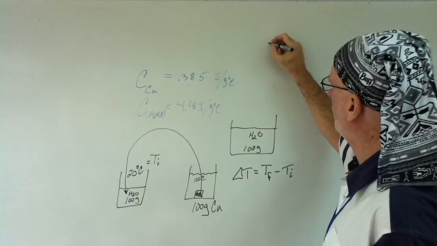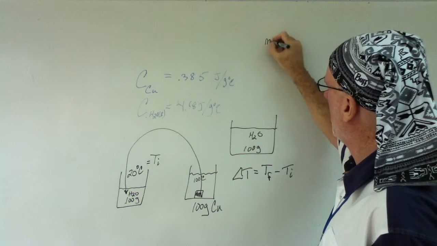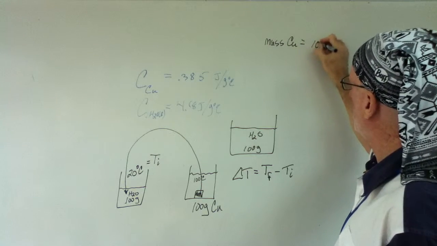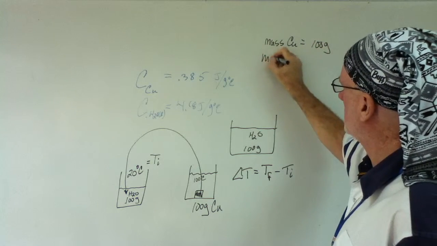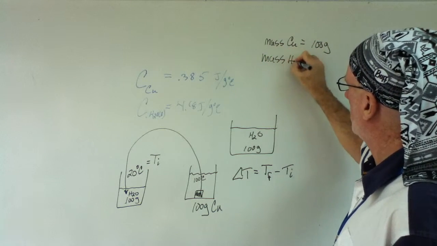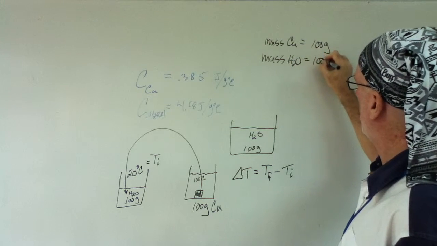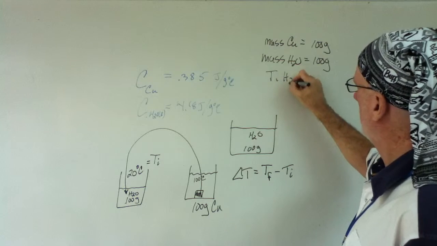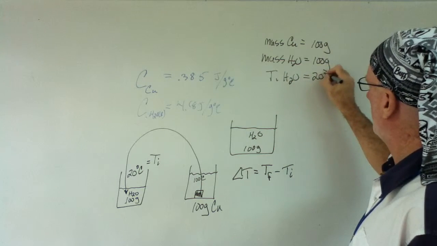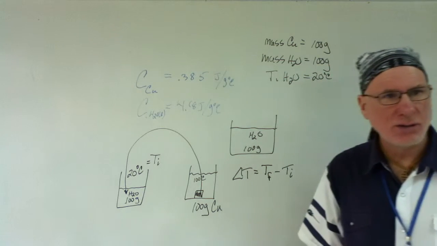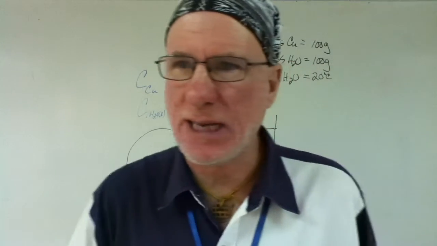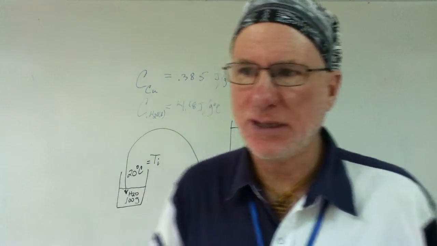Okay, so we have the mass of copper. That's going to be 100 grams. The mass of the water. That's going to be 100 grams. The initial temperature of the water, that's going to be 20 degrees Celsius. Are you okay with this so far? Make sense? You could almost see yourself doing this in a lab, couldn't you? Not very difficult, is it?